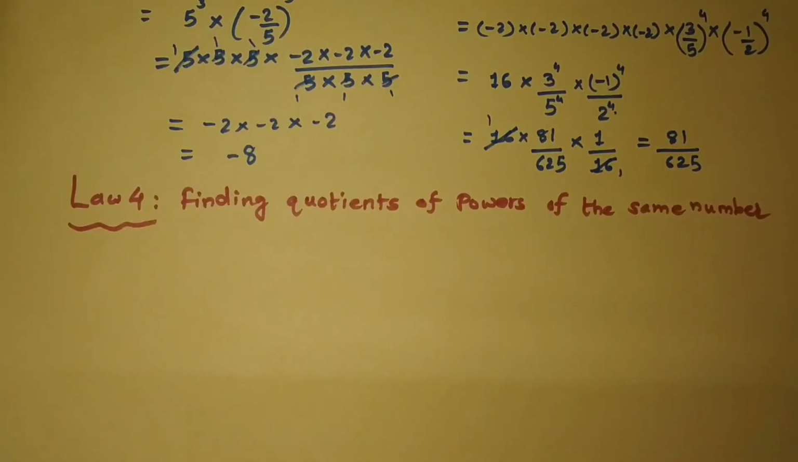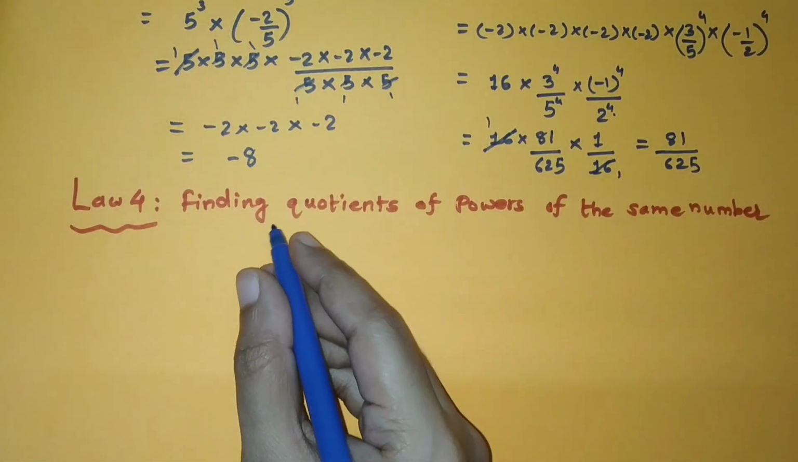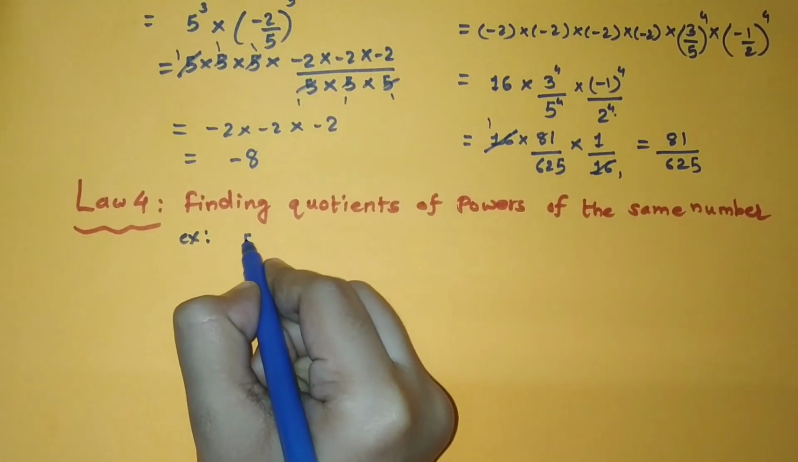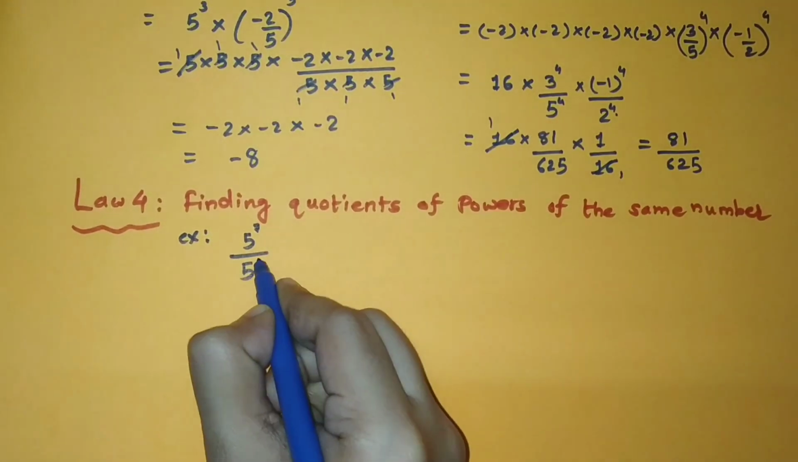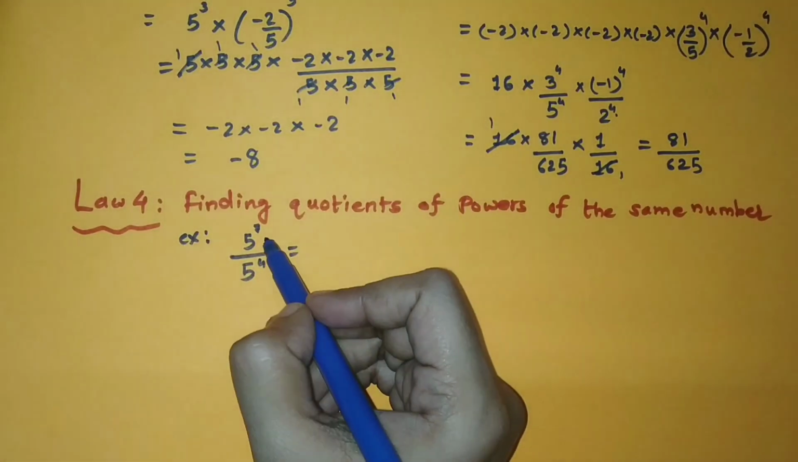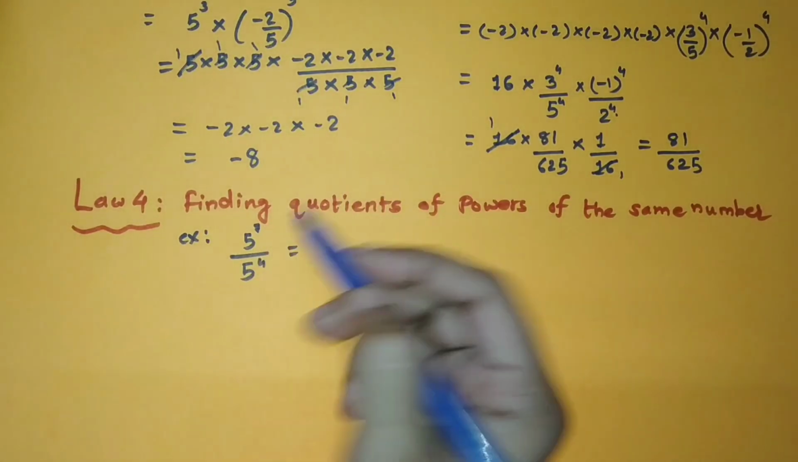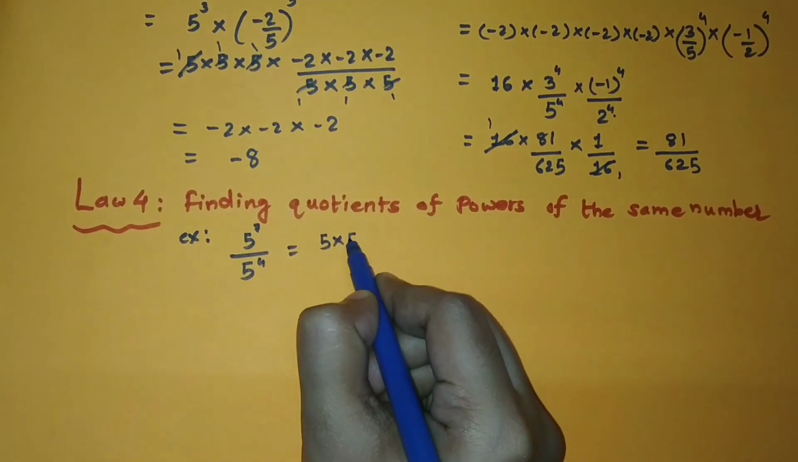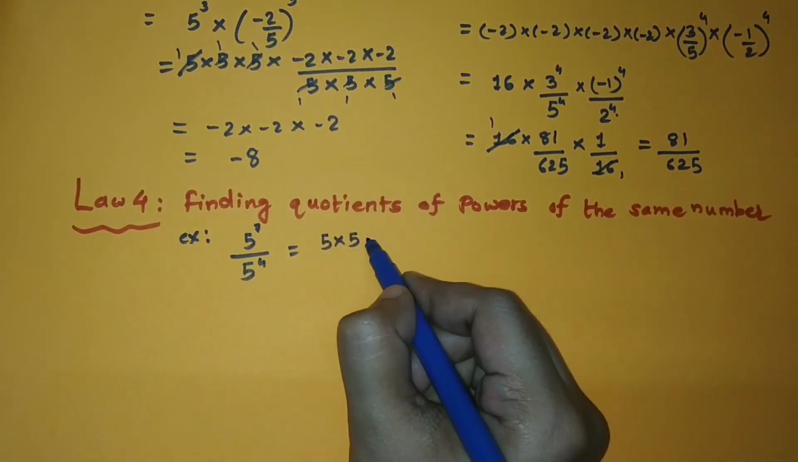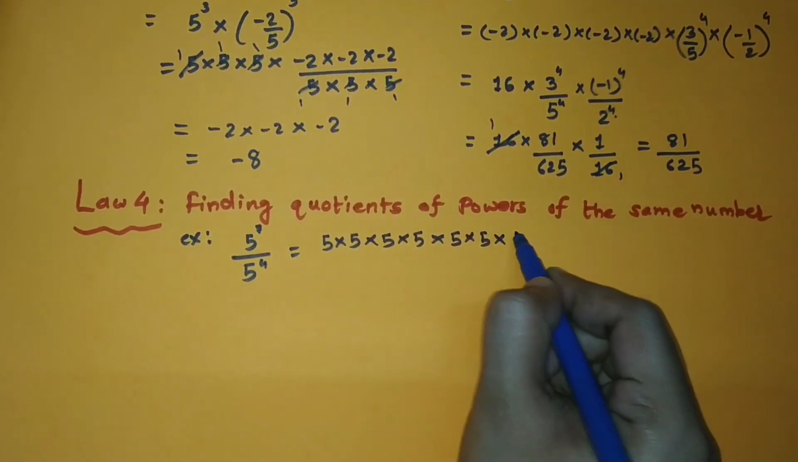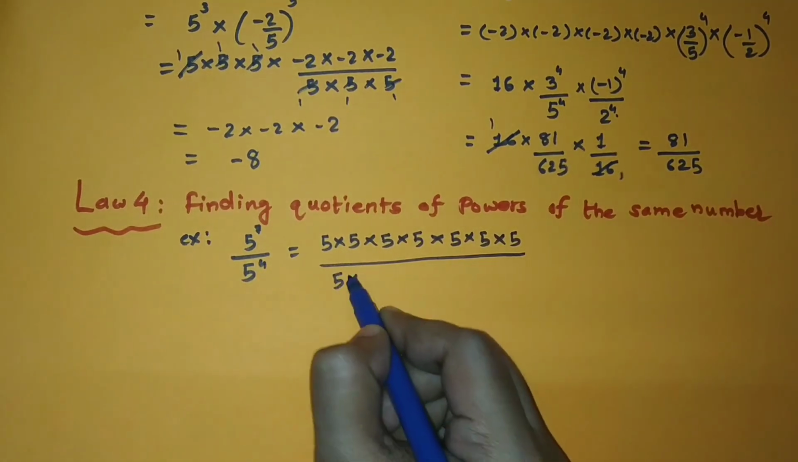So friends, now moving to the next, that is the law for finding quotients of powers of the same number. For example, friends, let's consider one example first: 5 to the power 7 divided by 5 to the power 4. So friends, here the same number is there, that is 5, and we will try to solve it. 5 to the power 7, what does it mean? It means 5 is going to multiply how many times? 7 times. That is 7 factors. So you can write it 7 times. And here 5 is 4 times, so you can write it 4 times.